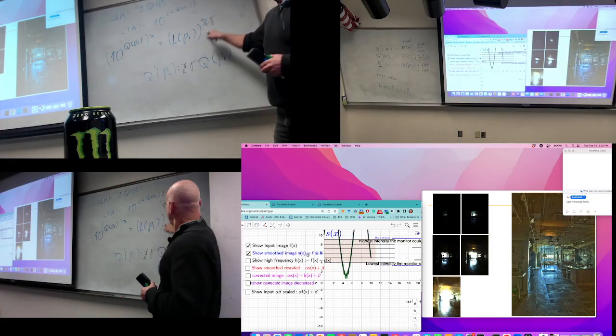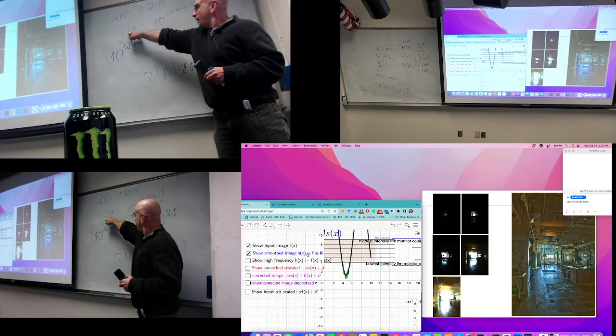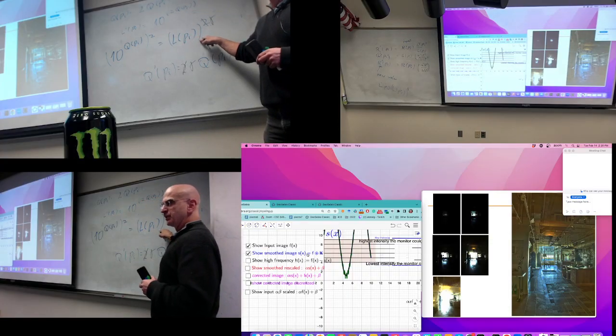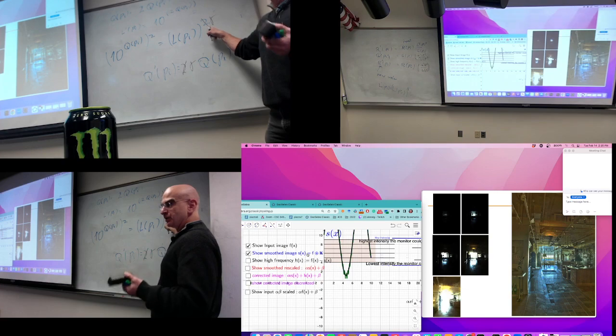I'll write gamma over here. Then what do I do to L? What is L prime of pi? It's the old L of pi, the old intensity, to the power of gamma, which is known as gamma correction.